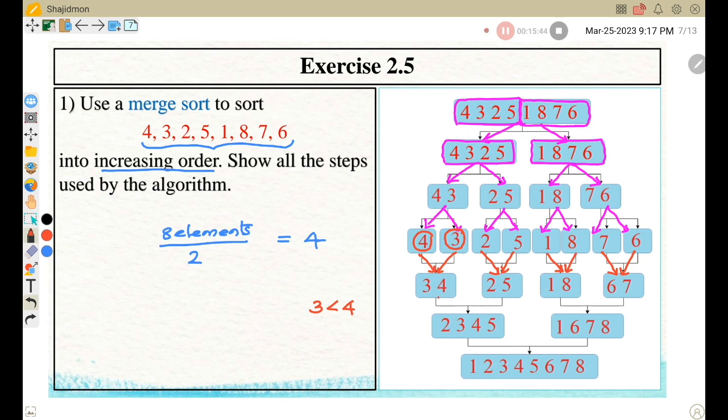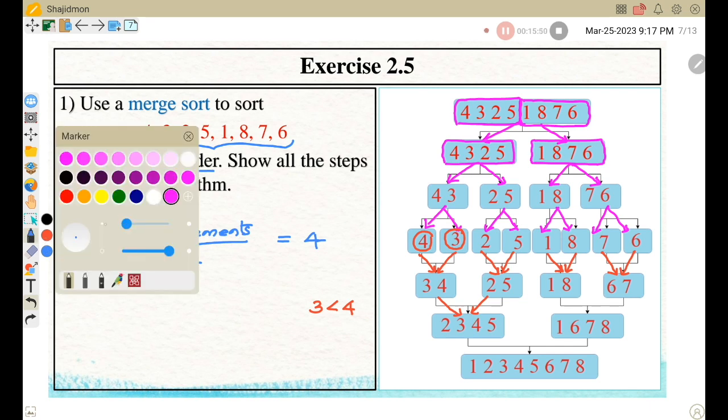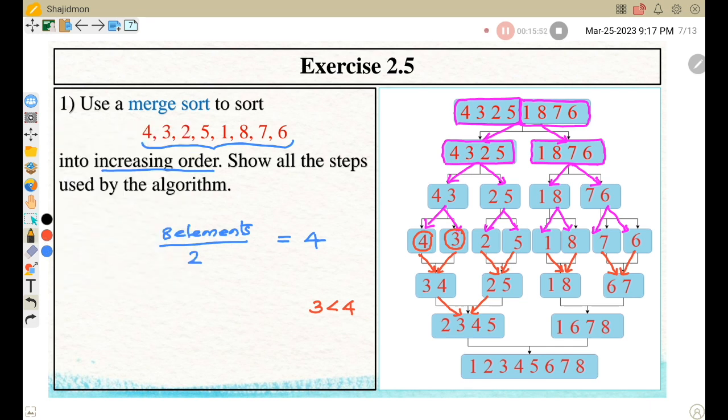Now again these two lists are merging together, combining into one list. So how are we doing that process? You can see the first number here, 3, compared with the first number here, 2. What is the comparison? 2 is less than 3, correct? So 2 will come first, okay, so 2 is done.